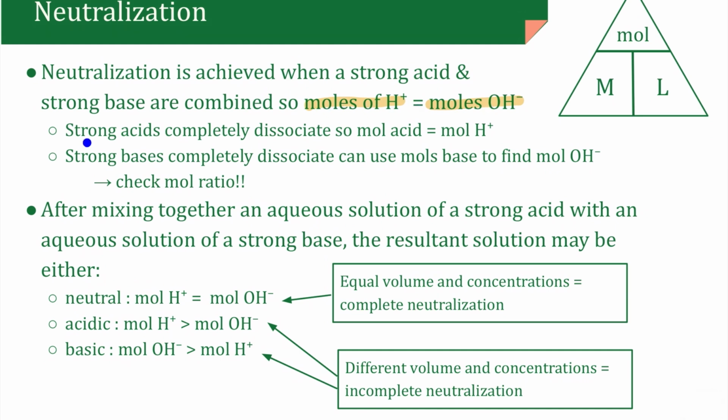And so our strong acids completely dissociate. So again, whatever our moles of acid are going to be our moles of hydrogen ions. Our strong bases completely dissociate all of their OHs. And so we do need to check our mole ratio or the number of moles of hydroxide we have in that compound. We could do this with weak acids and weak bases.